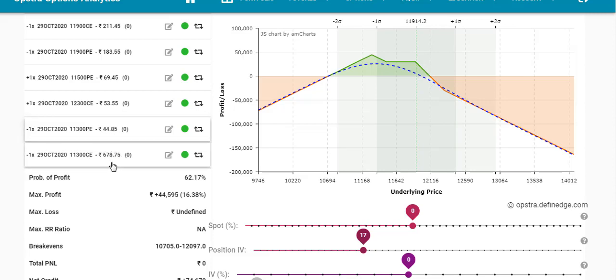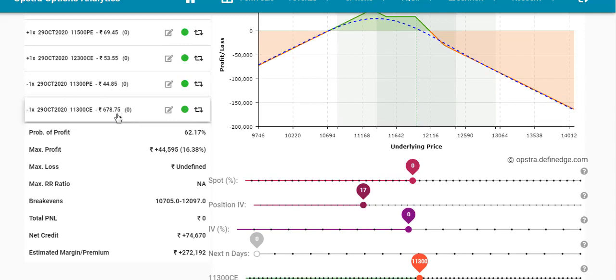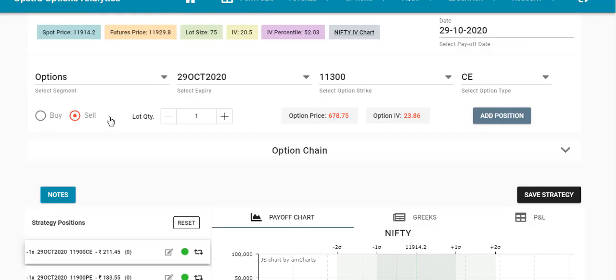So we need to buy our hedge 700 points far from this 11,300, which makes it 12,000, and to the downside 10,600. Let me buy the call 12,000.